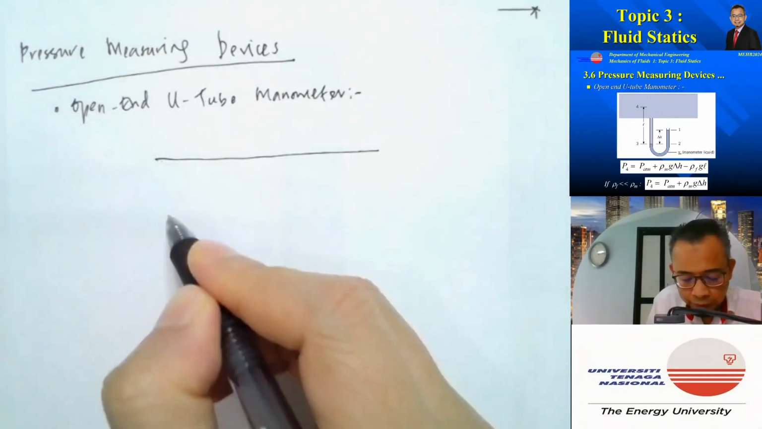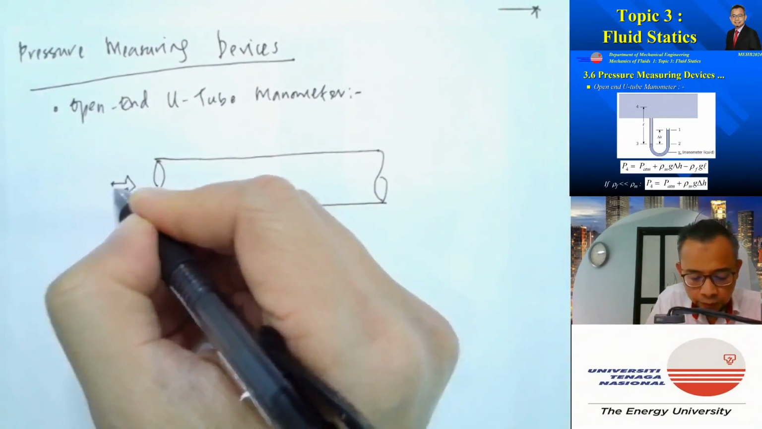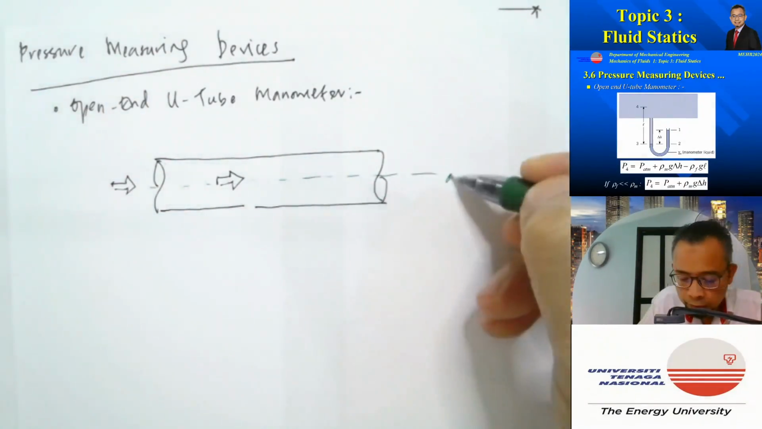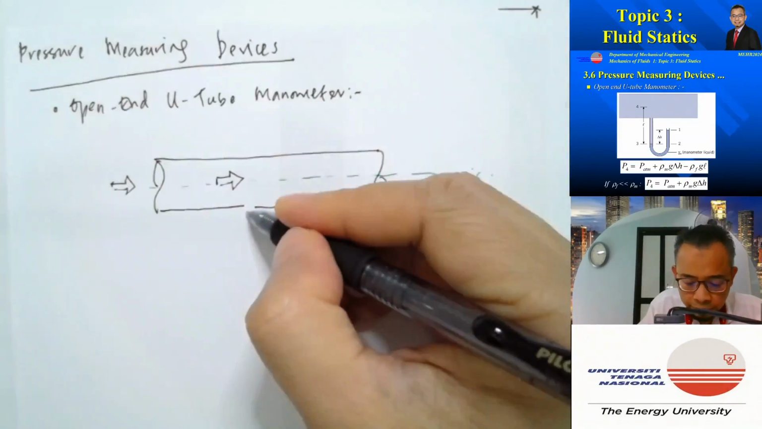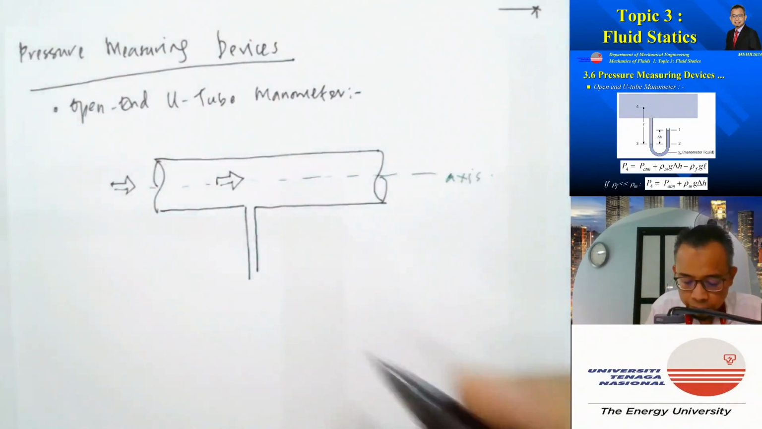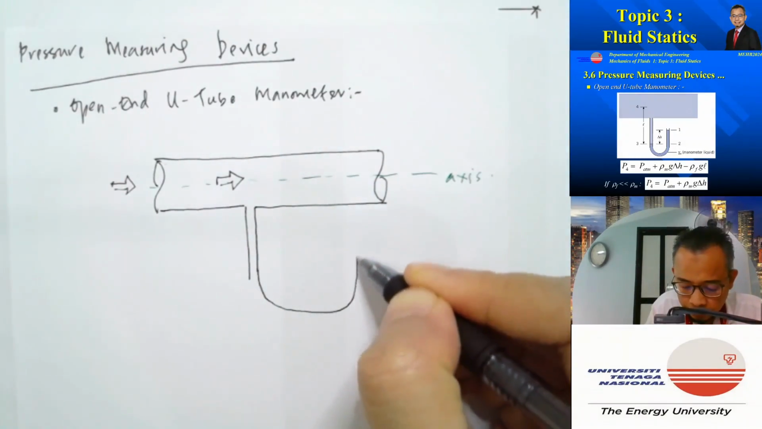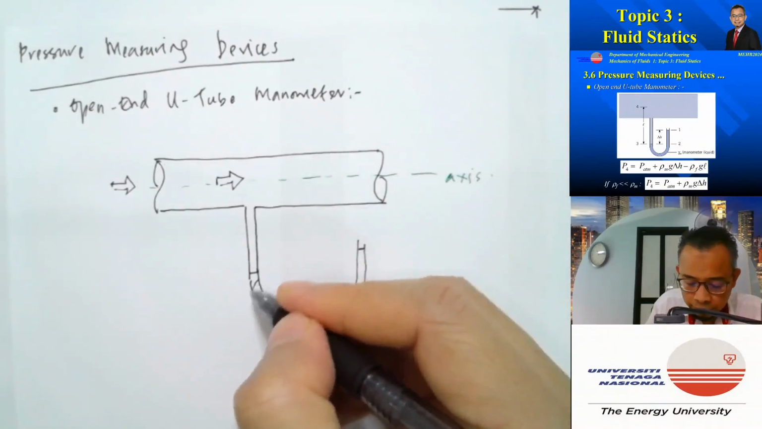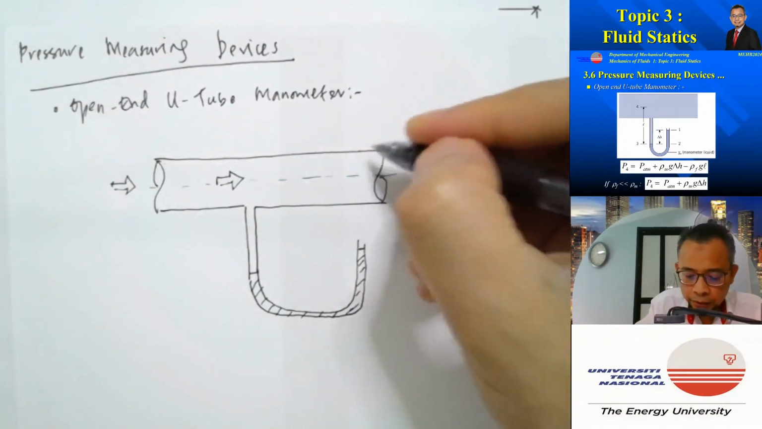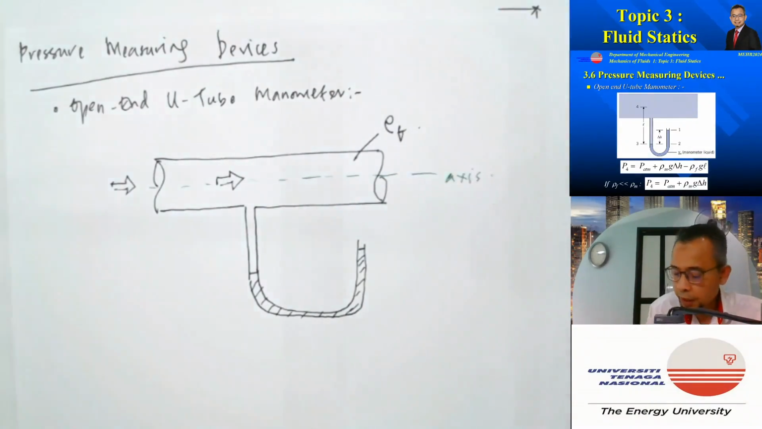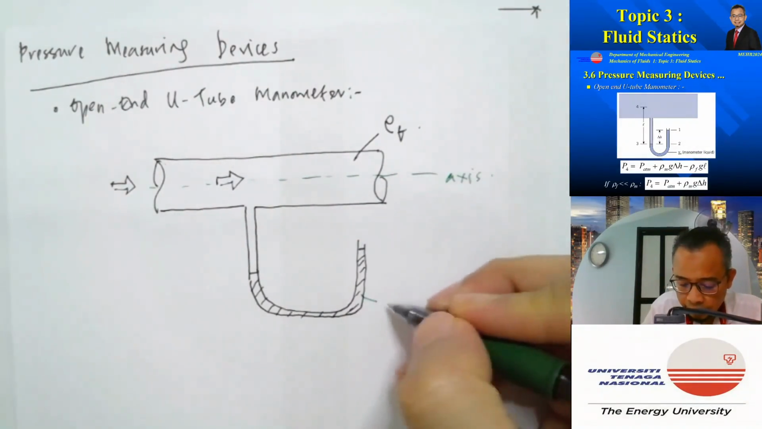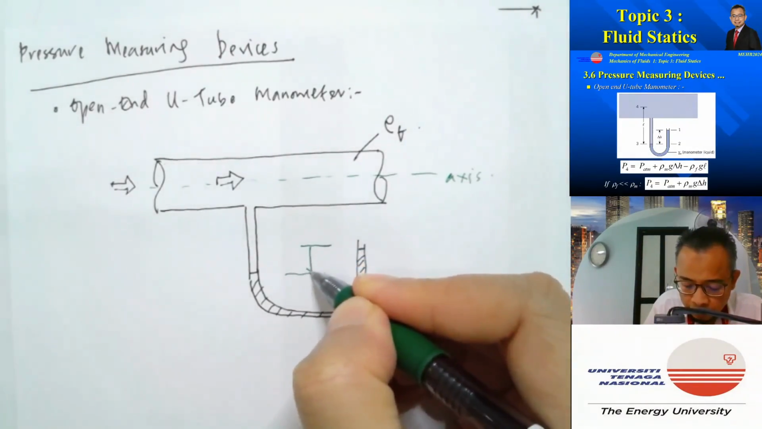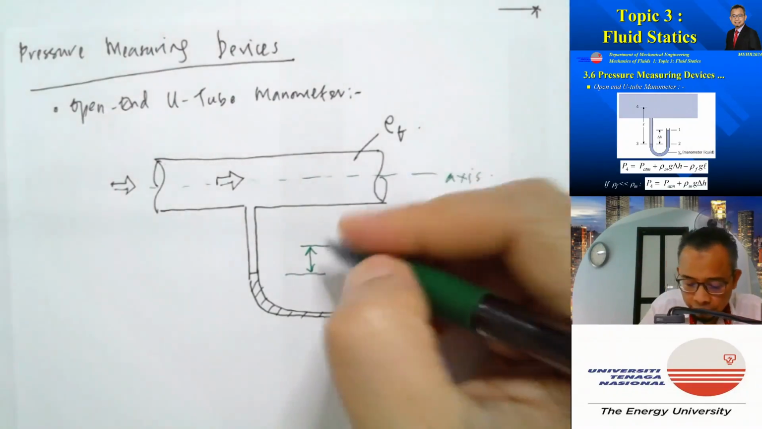So let's say we have a pipe again. Again, the fluid is flowing from left to right, and then this is the axis. Then we have a vertical tube connected to a U-tube manometer. And let's say this is the U-tube manometer, and the fluid here has density rho F, and then the manometer fluid has density rho M. And let's say the height difference, or what we normally call the deflection, is equal to H.